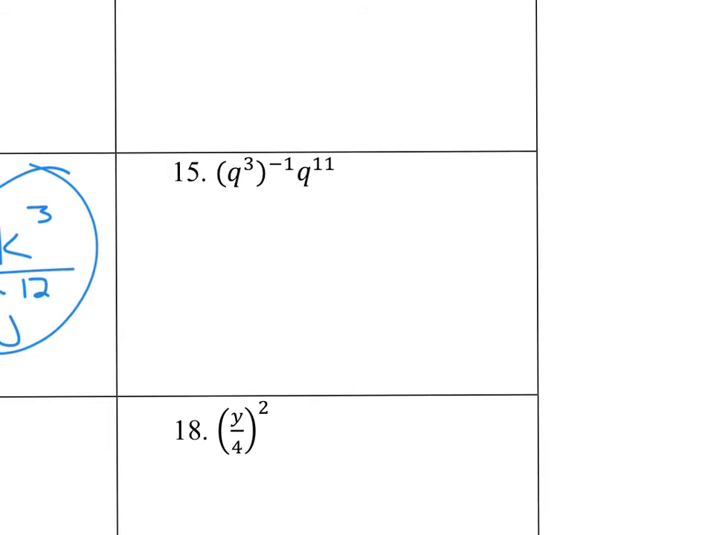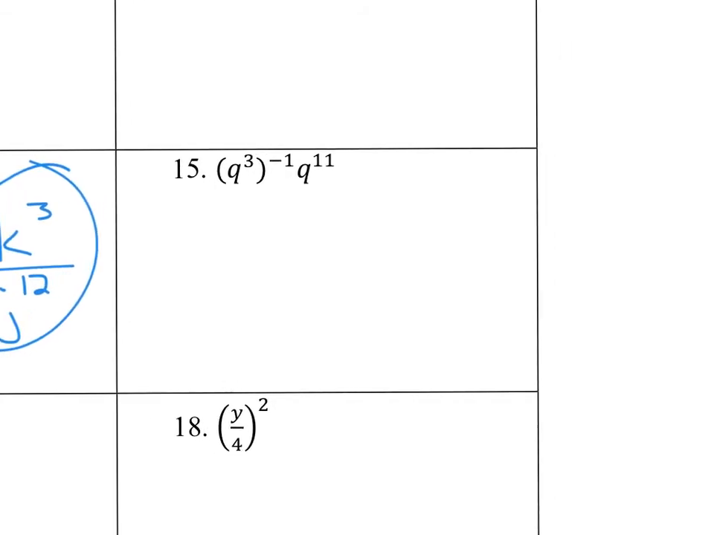15. Power to a power. Again, the exponent on the outside, so I'm going to multiply those exponents. Q to the negative 3. Q to the 11th. When these things are right next to each other, you can assume it's a multiplication problem. So you add exponents. Add exponents in that situation.